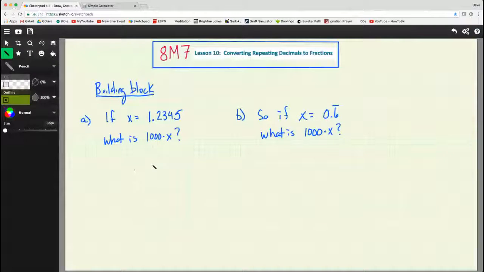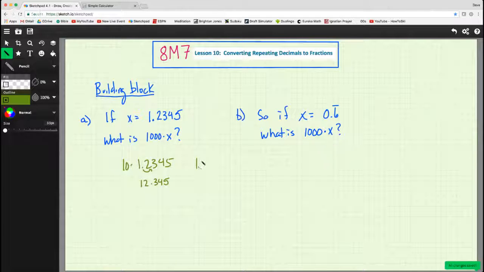Okay, so here's the other building block. So if x is equal to 1.2345, what is 10 times x? Well, 10 times 1.2345 is equal to just moving the decimal place. So it's equal to 12.345. And if you want to prove that, you can just take your 1.2345 and multiply it by 10, and you get your 0, boom, then you get your 0, 1, 5, 4, 3, 2, 1. 5 decimal places, 1, 2, 3, 4, 5.